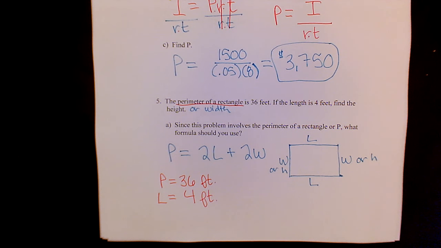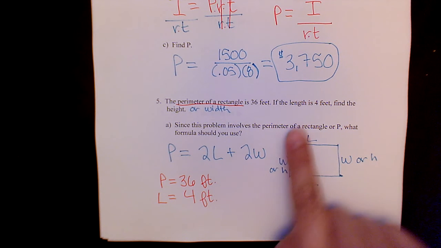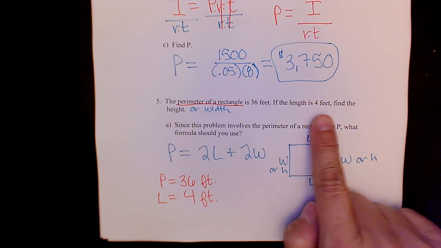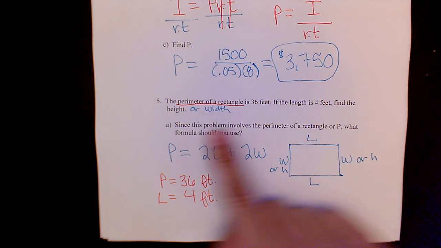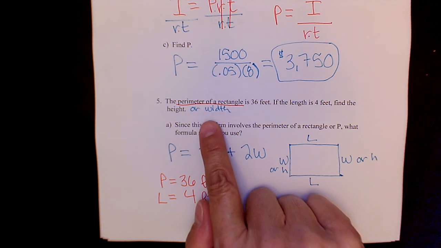Okay, Math 90, here is number 5, and we're looking for the perimeter of a rectangle. They're giving us the perimeter of a rectangle is 36 feet. So I underline perimeter of a rectangle because that's what formula we need. And if the length is 4 feet and the perimeter is 36 feet, we're looking for the height.